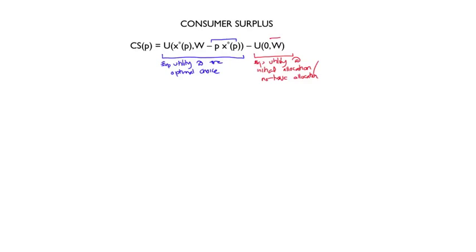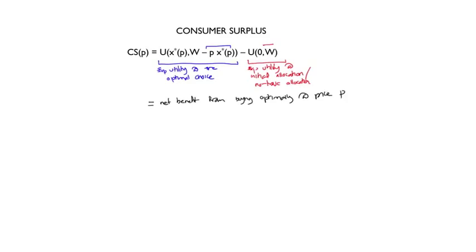If you think about it, it is the difference between what you get at the optimal allocation when you can buy what you want minus the utility when you cannot buy anything at all. So intuitively, this is something like the gains from trade, from being able to buy what you want. And we can think of this as the net benefit from buying optimally at price P.